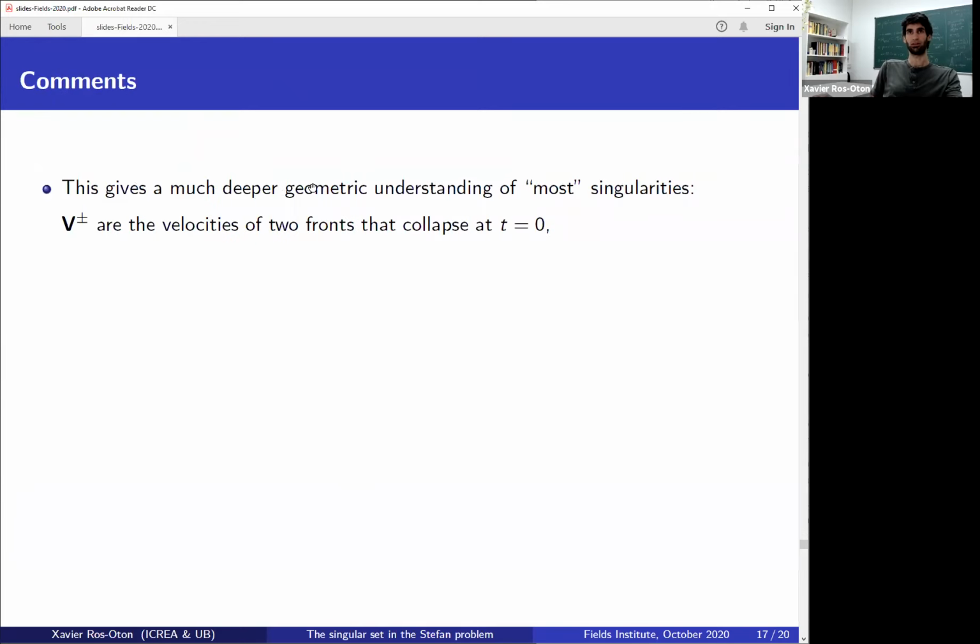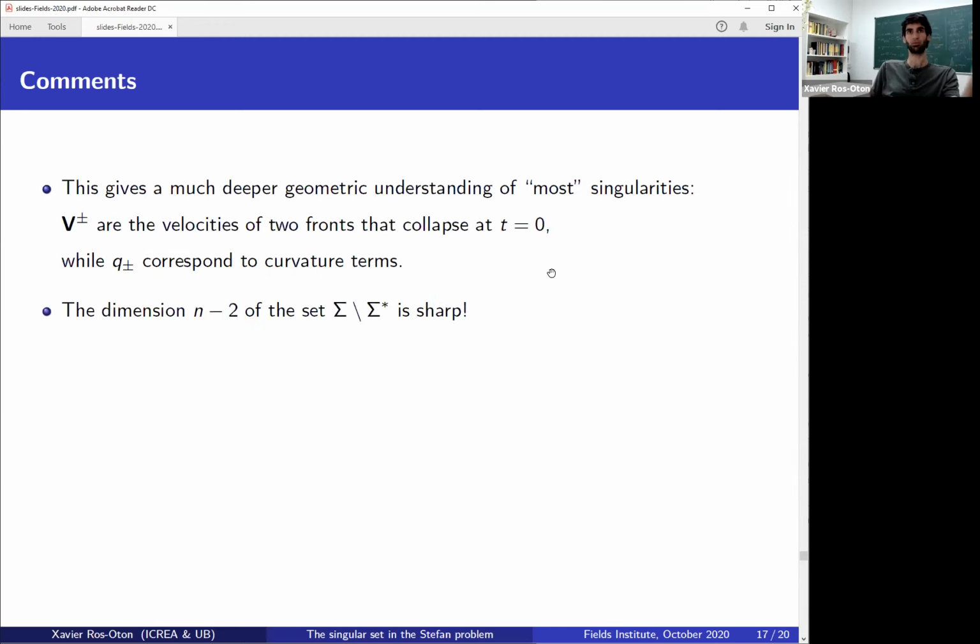So as I said, this gives also a much deeper geometric understanding of most singularities. So basically, these are two fronts that are collapsing at time 0. So in this sigma star, the only thing that can happen are two fronts that really are collapsing, okay, at time 0, and then these polynomials Q correspond to curvature terms in space and time. Okay, so this is the idea, that our new expansion gives you a geometric understanding of singularities at most points. And then the dimension n-2 of the set sigma minus sigma star is sharp. This is important.